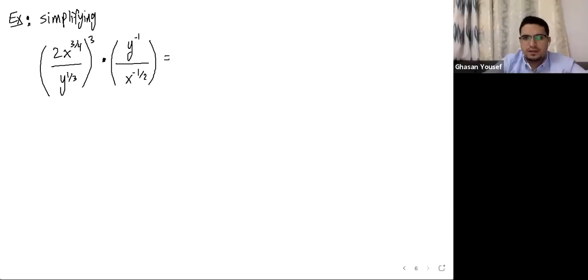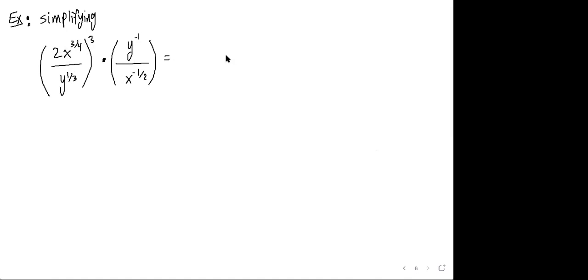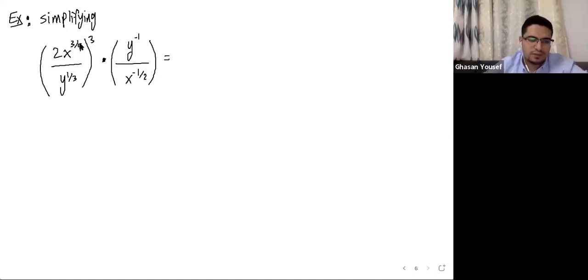So when you see something like this, first thing we have to distribute the 3 inside the parentheses, like I said before. Then we combine the numbers together and the same variables together. Here we have to raise everything inside to the power 3. So I get 2 to the power 3 times x to the power 3 over 4 times 3, over y to the power 1 over 3 to the power 3.